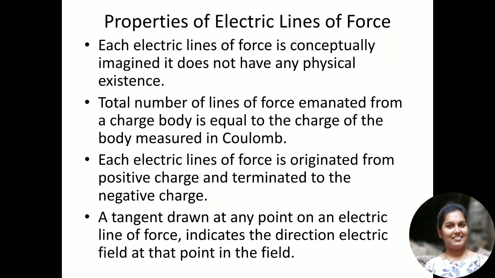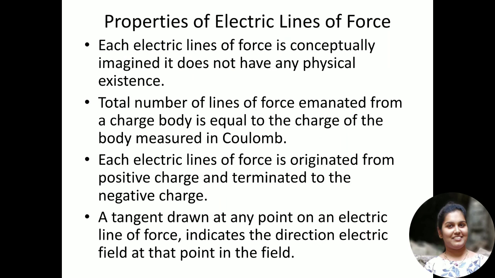Next, coming to the properties of electric lines of force, we can summarize these properties into around 11 points. We'll discuss all of them thoroughly. The first property is that each electric line of force is conceptually imagined. It does not have any physical existence. All the electric lines of force are just imagined, but they don't have any physical existence.